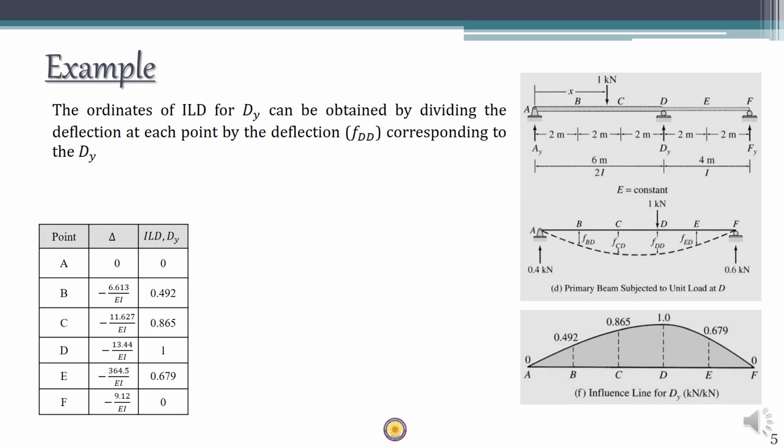So we'll tabulate those deflection values, and if you want to know the ILD value for dy, what you have to do is divide each of these deflection values by the deflection at D. So divide each of these values by this particular value, you'll get the ordinates of the ILD for dy. It is going to be something like this, and if you plot, you will get an ILD diagram looking something like this. Okay.